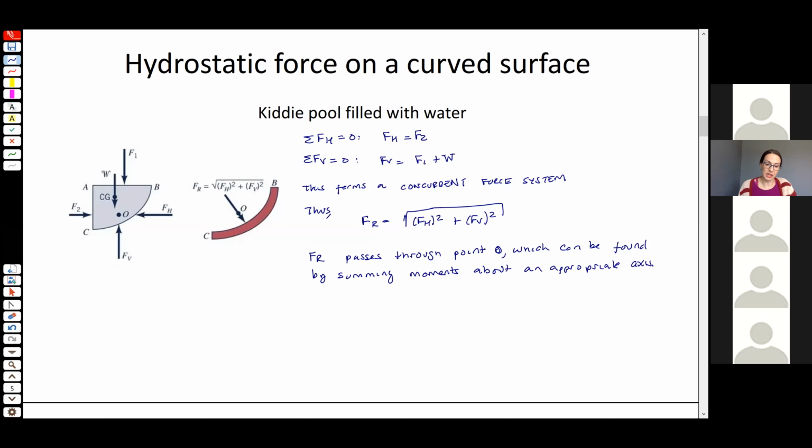And then finally, what I want to drive home is that this resultant force FR is equal and opposite to the force acting on the fluid, right? So here we have FR acting on the fluid, which is what we just found when we wrote our free body diagram and summed the forces. But then of course, when we want to say, what's the force acting on the curved surface? It's the same magnitude acting in the opposite direction by Newton's third law.